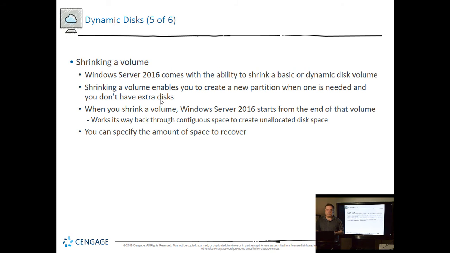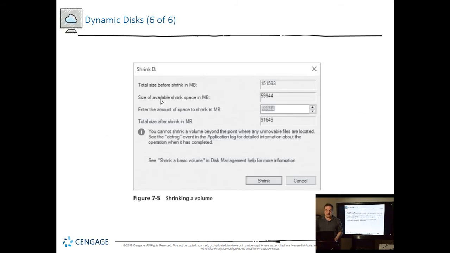Shrinking volumes. Windows Server 2016 comes with the ability to shrink a volume, basic or dynamic disk. However, if you do format your hard drives as ReFS, ReFS does not give you that ability. So you have to format the drives as NTFS. And that'll make more sense in the lab when you see the mini videos that show you what all this means. So if you are interested in shrinking a volume, you can do that.